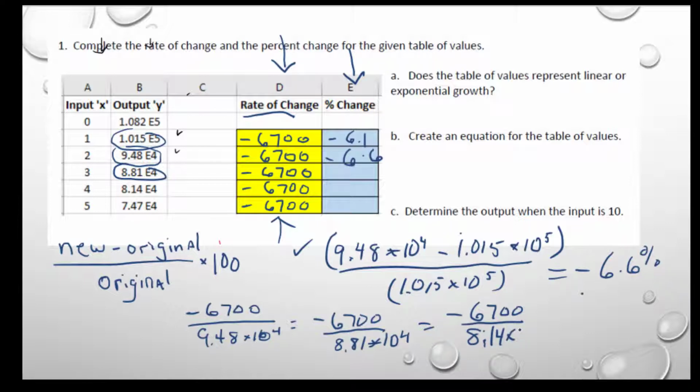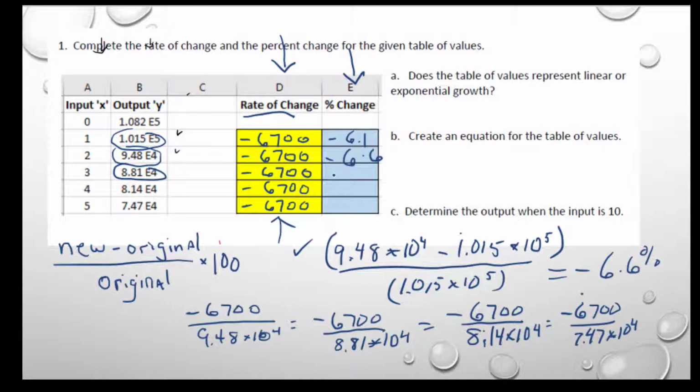8.14 times 10 to the fourth. And finally, it's going to be again negative 6,700 divided by 7.47 times 10 to the fourth. Now I'm going to go up and just put the answers in here.